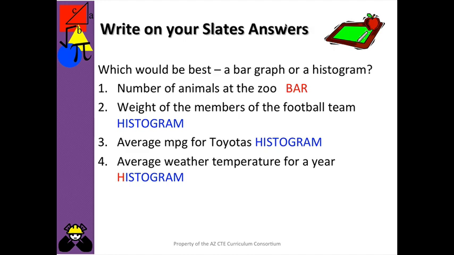Average miles per hour for Toyotas, we could start probably at something like an old Toyota, maybe at 15 or 20 miles per hour to 25, 26 to 35, 36 to 45. And the average temperature, again, for weather would be a histogram because we could have ranges. We could have the average temperature between 40 and 50, 51 to 60, those kinds of things. So I hope you did well.